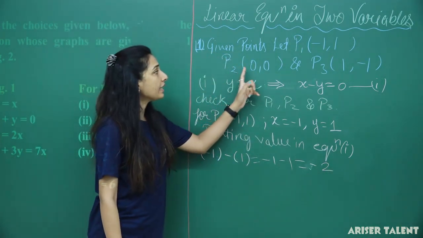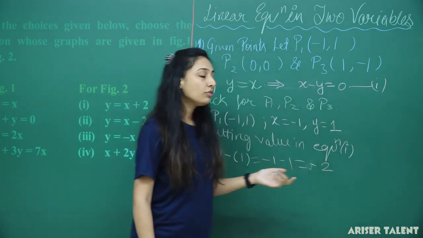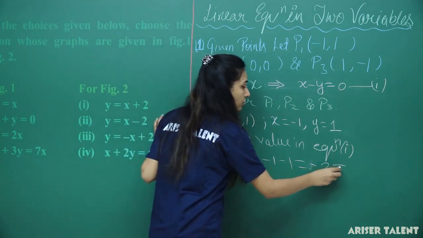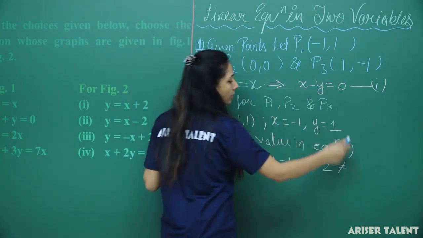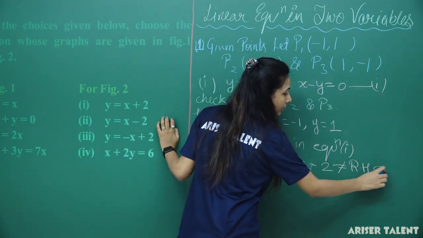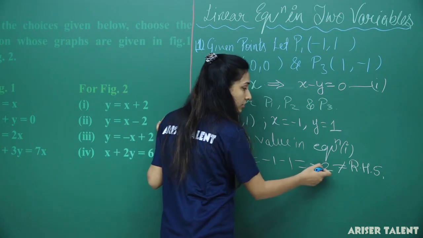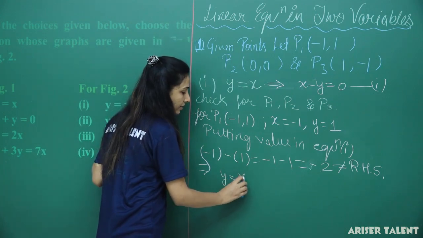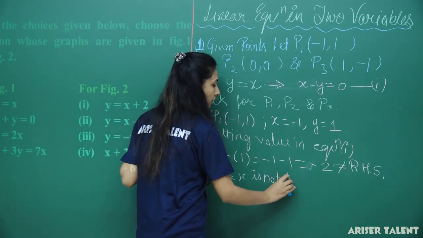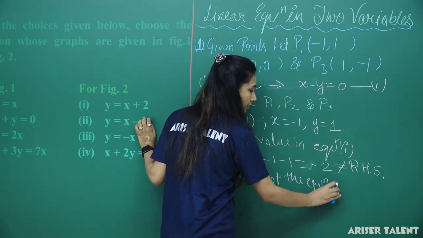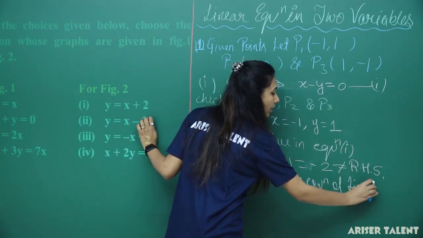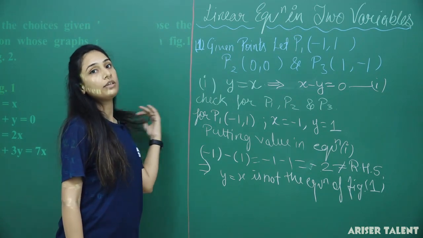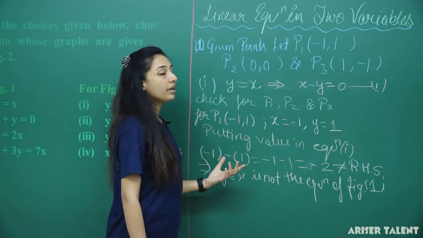We will not be checking it for P2 and P3. Why? Because we checked it for P1 and that fails. That means minus 2 is not equal to the RHS, which is 0. That means y equals x is not the equation of figure 1.